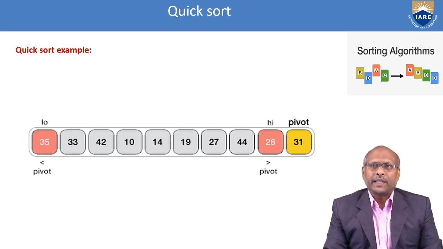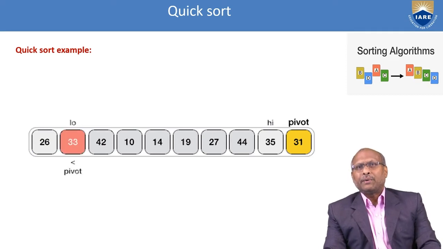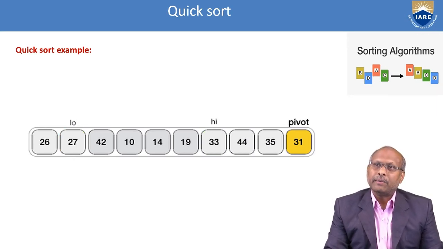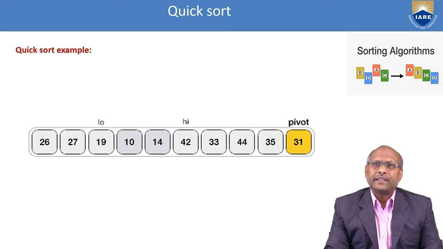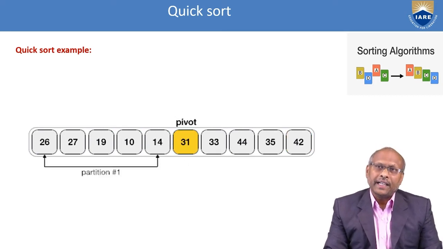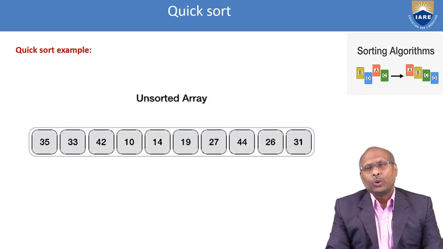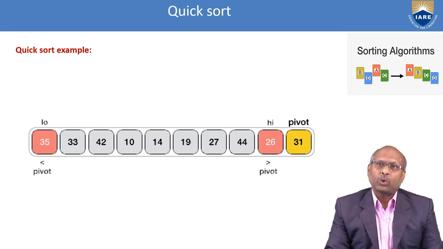First, low starts from the beginning and high starts from the end. So, it is comparing 31 with 26. 26 is less. 33 is not less, so stop there. This is the right side checking. 35 is greater than 31. 44 is greater than 31. 33 is greater than 31. When 19 comes, stop. Then it will swap between this low and high. After swapping, keep on continuing. How long will it continue? Until the high crosses low. At that time, wherever low is, the pivot element will be swapped.